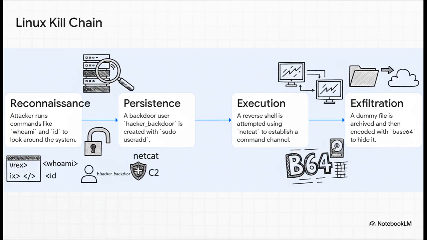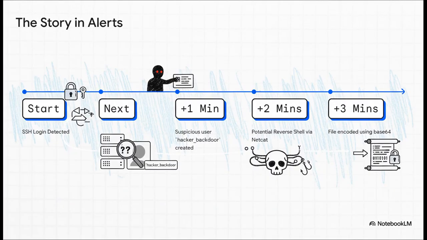First up, a little recon. We'll run simple commands like whoami to figure out who we are on this machine. Second, persistence. We'll create a brand new user called hacker_backdoor so we can easily get back in later. Third, we're going to try to set up a reverse shell using Netcat. It's this super versatile networking tool to create a secret channel back to us. And finally, we'll get ready to steal some data. We'll package up a dummy file and then encode it with base64, which is a classic trick attackers use to hide what they're taking.